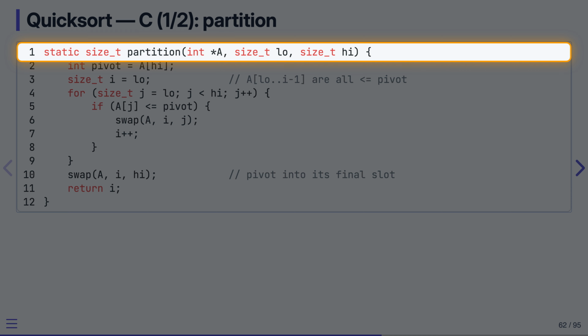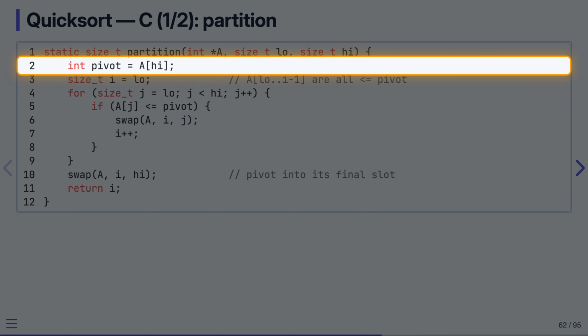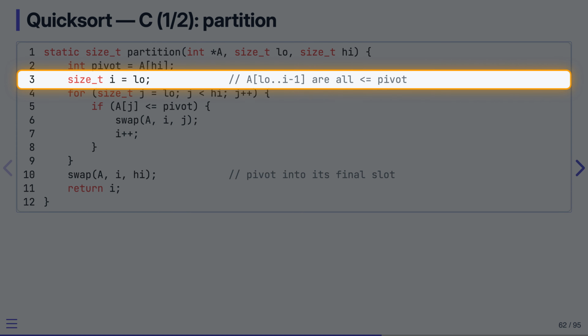Here is partition in C. It takes the array in a range, low to high, and returns the pivot's final index. The pivot is the last element of the range, A at high. And here is the invariant, written as a comment. I is the boundary. Everything from low up to I-1 is already less than or equal to the pivot.